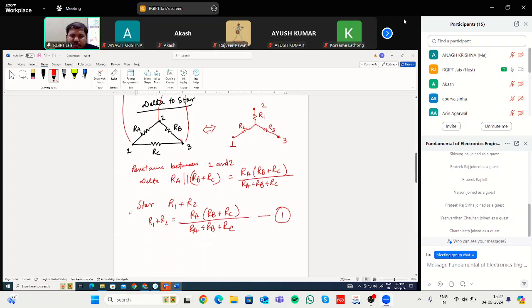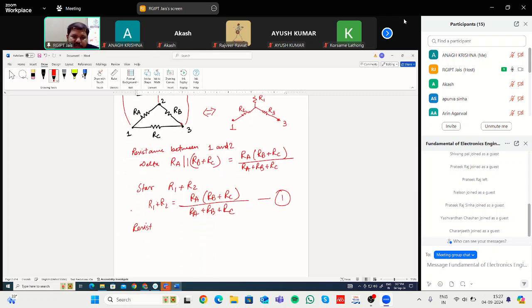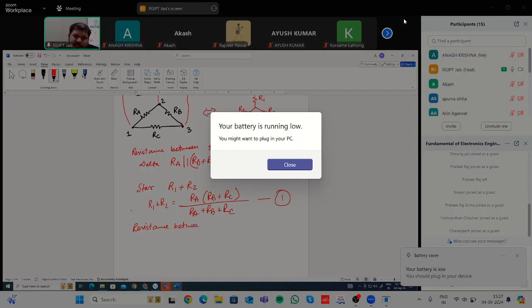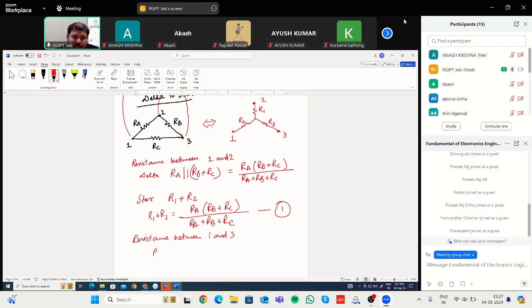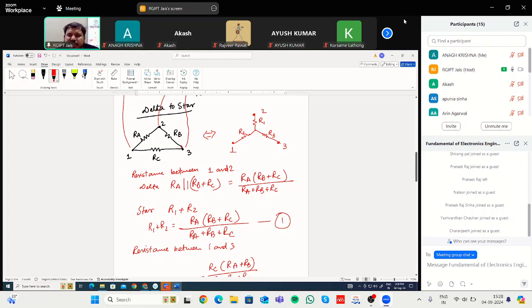Similarly, for all other terminals, let us say the resistance between terminals 1 and 3. What is the resistance considering the delta configuration? RC is in parallel to RA and RB. So RC multiplied by RA plus RB divided by RA plus RB plus RC, and this should be equal to, if you consider the 1 and 3 terminals in the star configuration, what will be the resistance between these two terminals? R2 plus R3. The second terminal is open. So the resistance between terminals 1 and 3, considering the star configuration, is R2 plus R3.